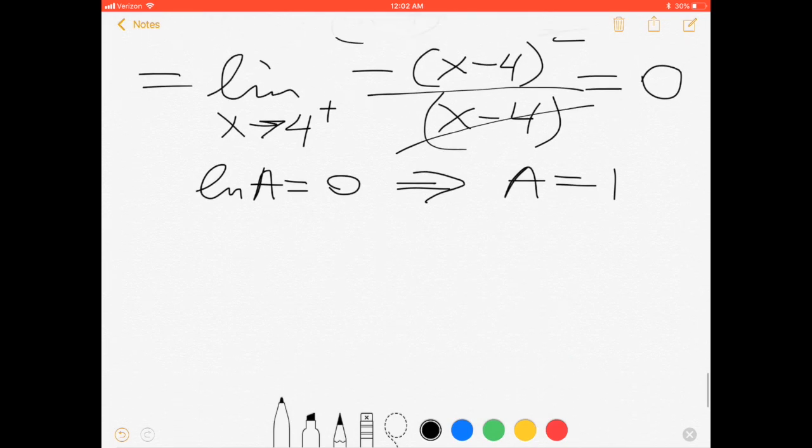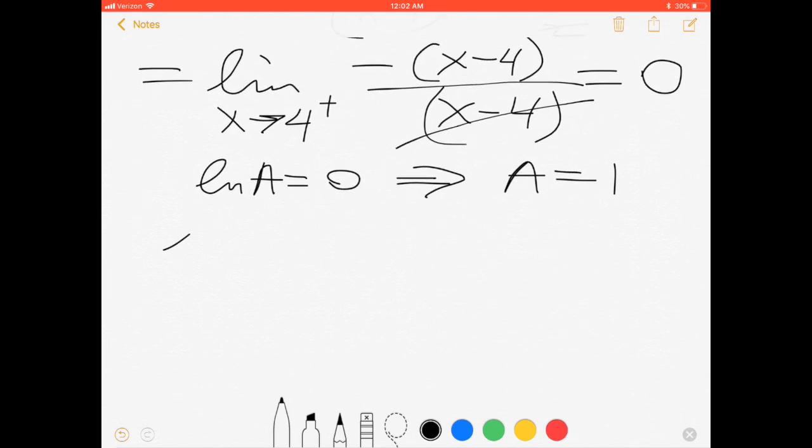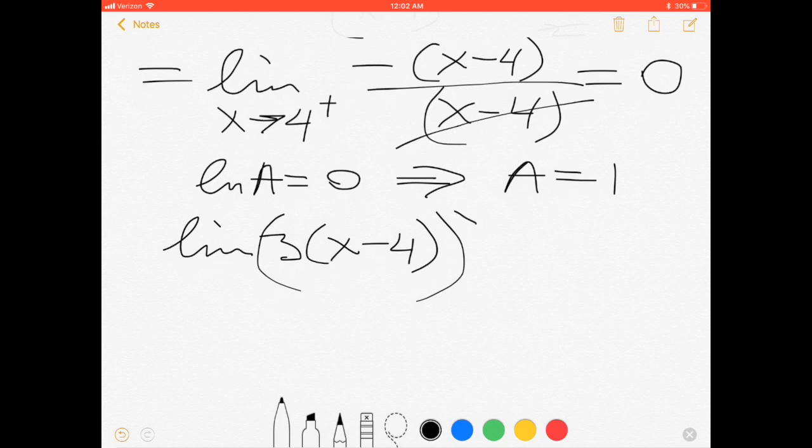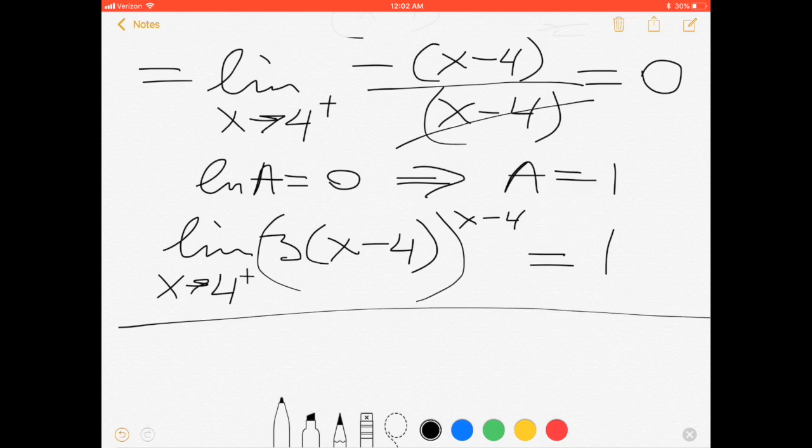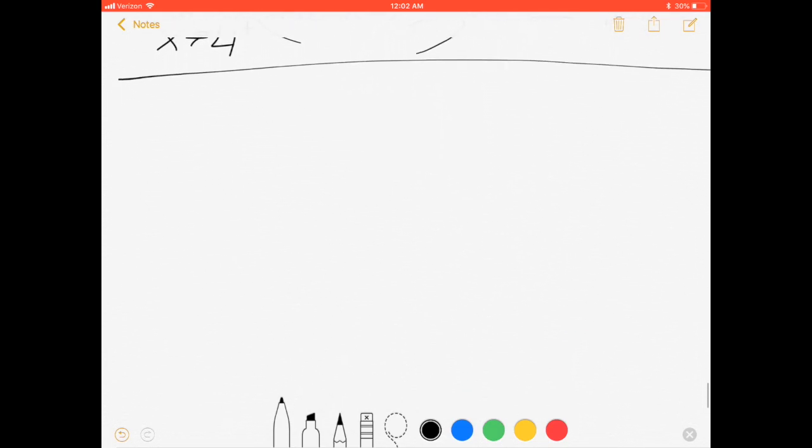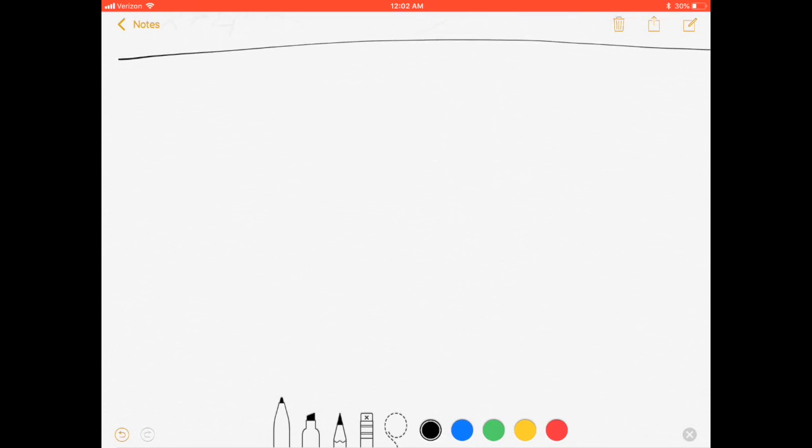And our limit 3 times x minus 4 to the power x minus 4 is equal to 1 if x approaches 4 from the right. Okay, great. And one more example. I think it's the last for this section.